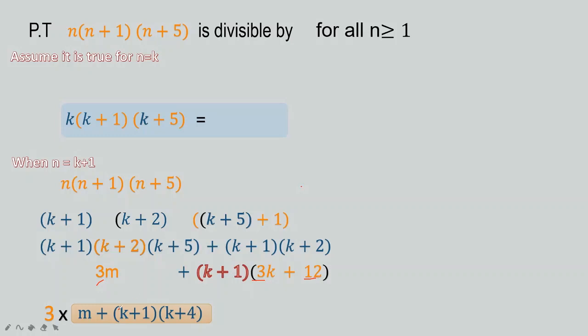So what does that mean? You are getting a factor of 3. That means it is divisible by 3. Therefore, I am calling it a variable q. Now q is a natural number. That is another thing that you need to take care. I cannot write any decimal over there. m is a natural number, k is a natural number. So k plus 1 is of course a natural number, because k is a natural number. For example, if k is 2, 2 plus 1 is 3, natural number. k plus 4 is another natural number.